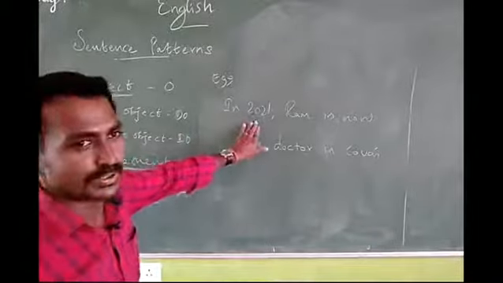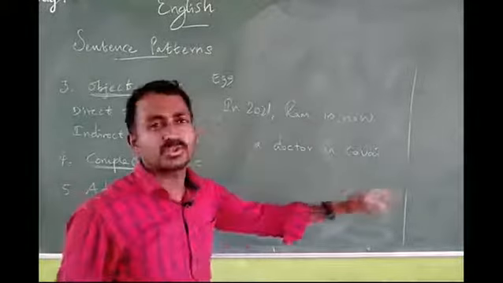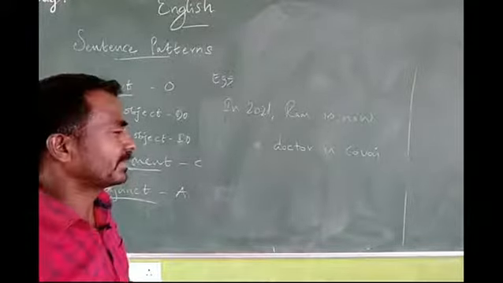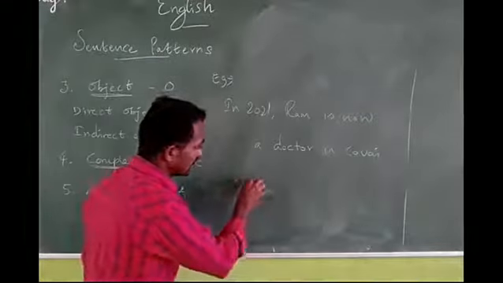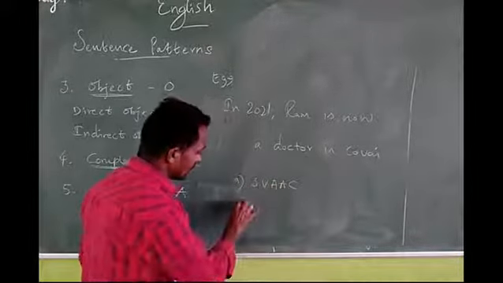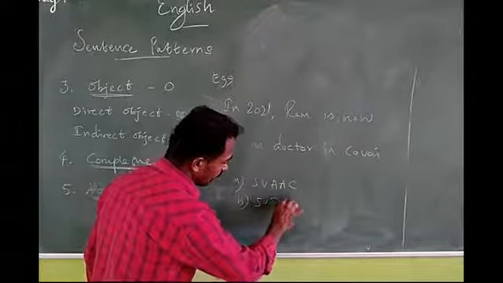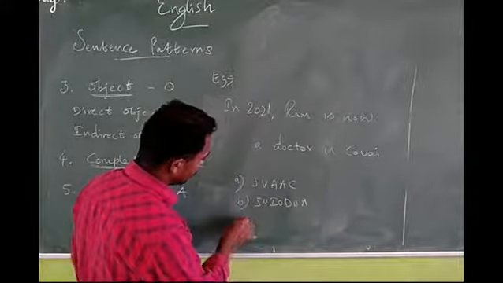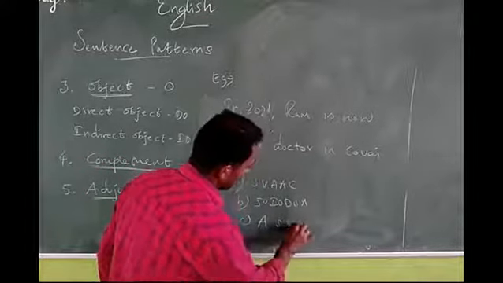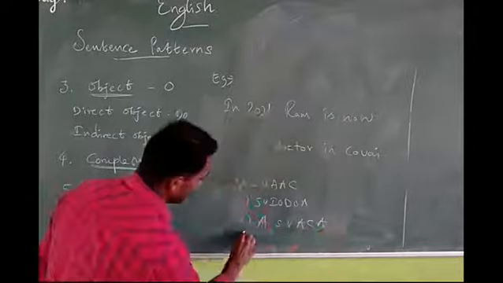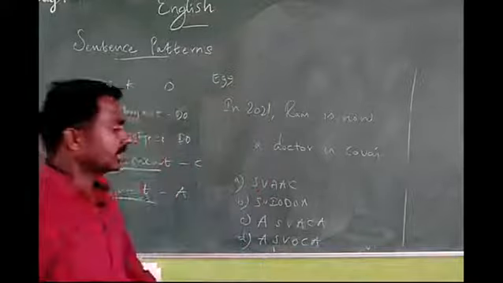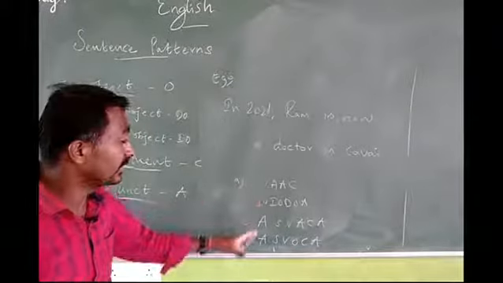In 2021, Ram is now a doctor in Coimbatore. How can we identify the sentence pattern? Suppose in an examination, how will they give it, sir? Option A, something is given, option B, S V I O D O A, option C, S V C A, and option D, S V O C A. How can we identify and choose the given pattern?